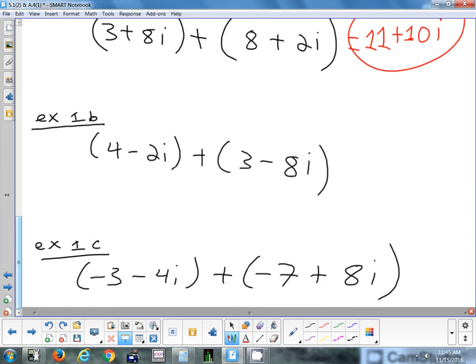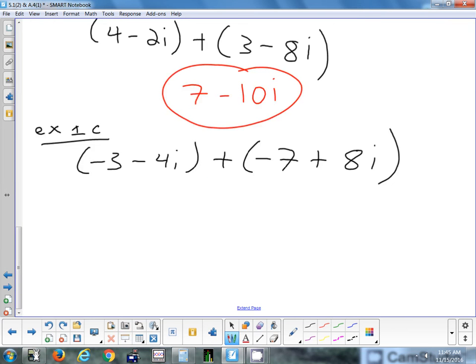Okay, so Jacinia, can you tell me what you got for the real part on 1b? 7. Yep. And how about the imaginary part? Minus 10i. Perfect. So 4 plus 3 gives you the 7, and then negative 2 plus negative 8, there's your negative 10, and don't forget the i next to it. Okay, as I walked around, some people had a plus 10i. Just be careful with that.